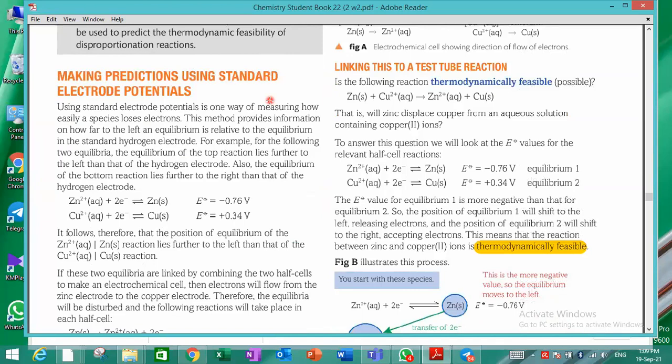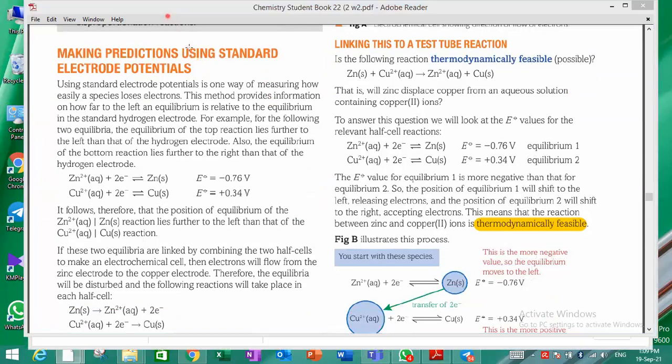Now, how can we say whether a reaction will take place or not? How will we predict whether a reaction will take place, whether it is thermodynamically feasible or not? For example, it says, is the following reaction thermodynamically feasible?